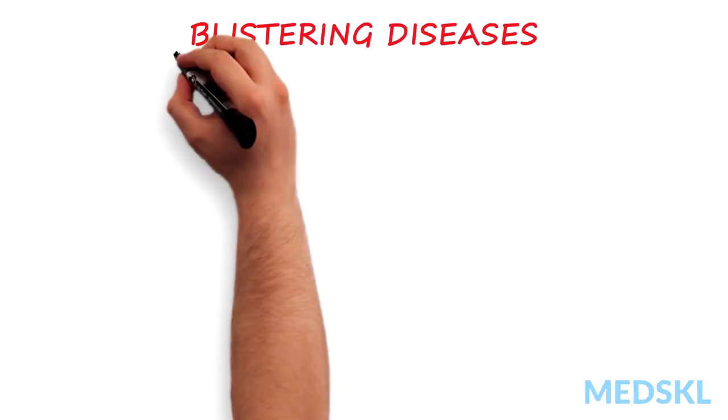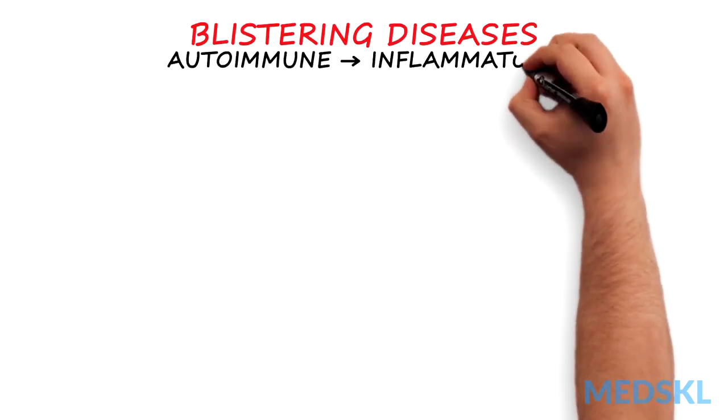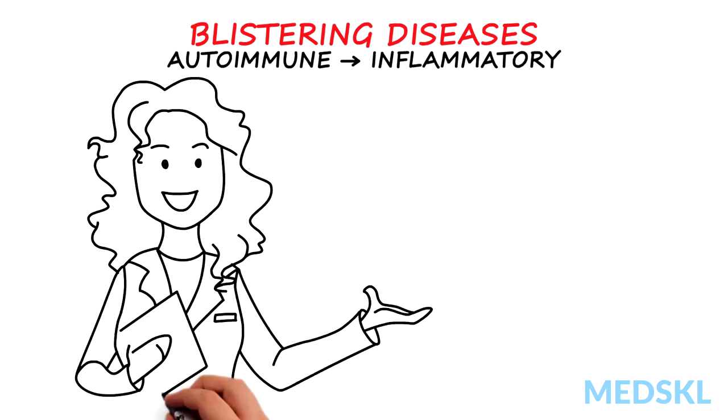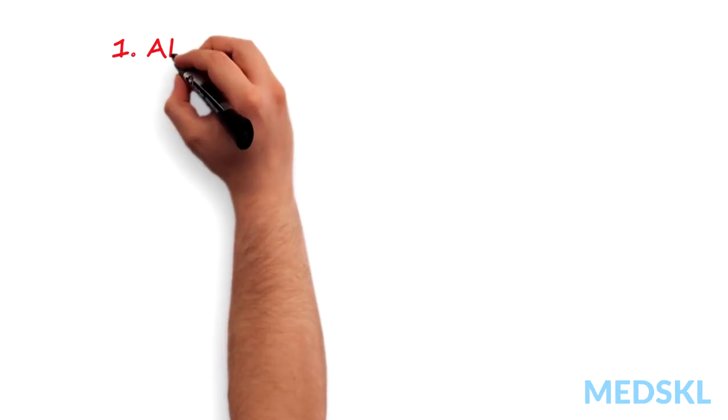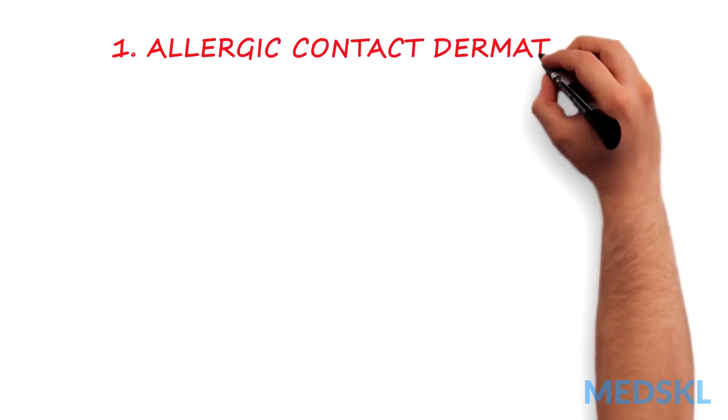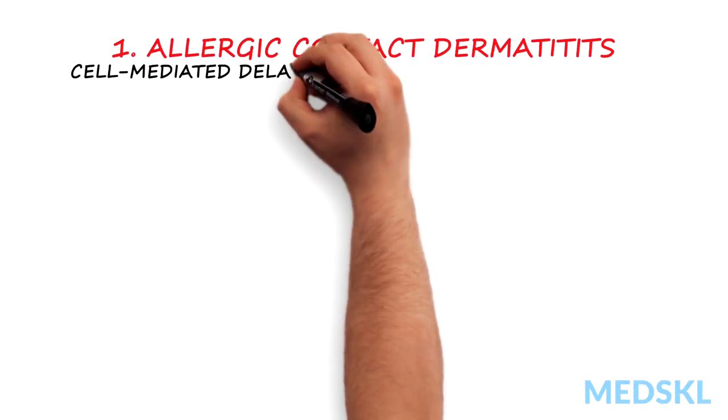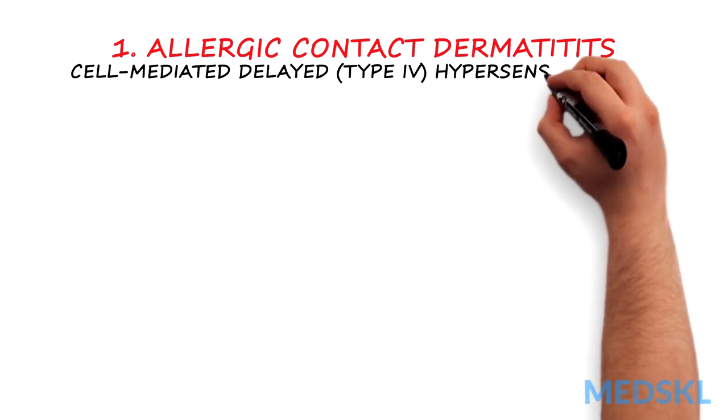Blistering diseases of the skin range from the autoimmune to the inflammatory. Here are a few conditions you want to be able to recognize. The first is allergic contact dermatitis, a cell-mediated, delayed, type 4 hypersensitivity reaction.